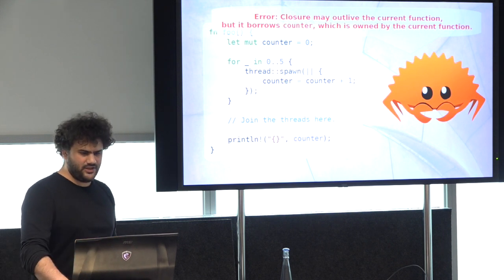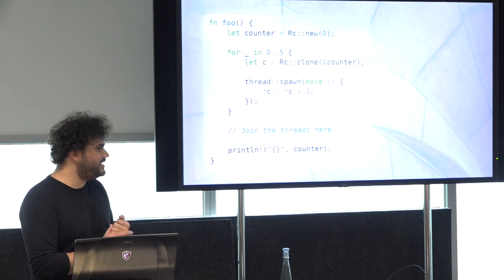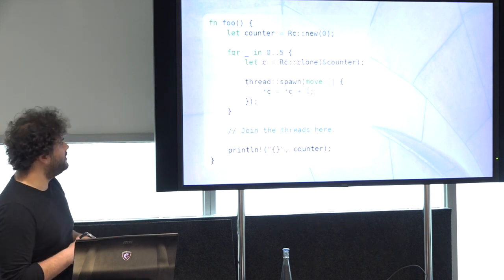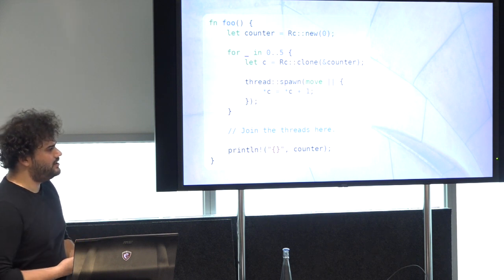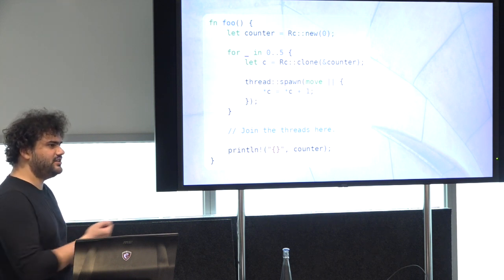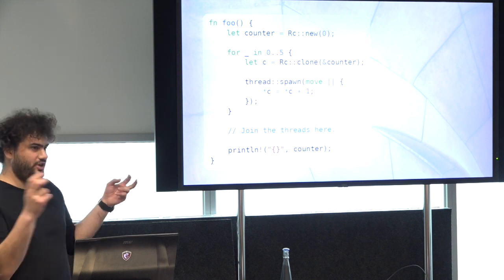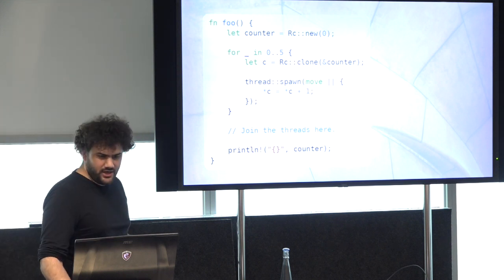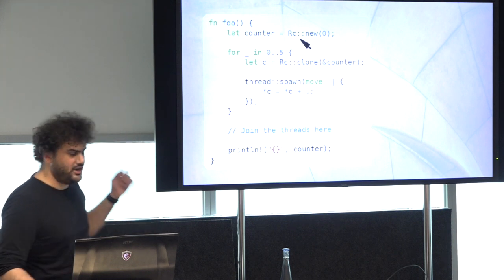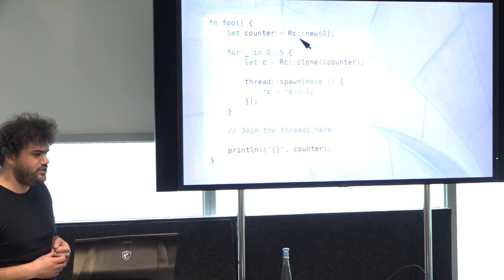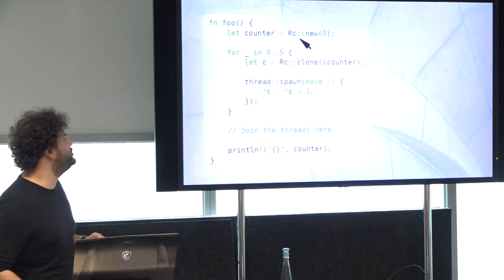There is some kind of thing that we need to do to make sure that we can change that thing. So what can we do? We can make all the threads own that data. Because if they own it, it's theirs. No one else can destroy it, right? So we put it in RC. That's what RC is for, right? It's for having multiple ownership.